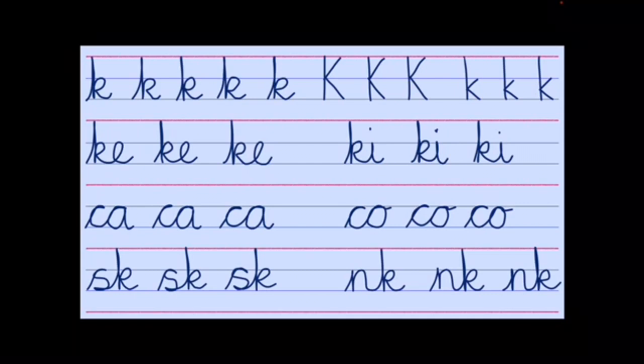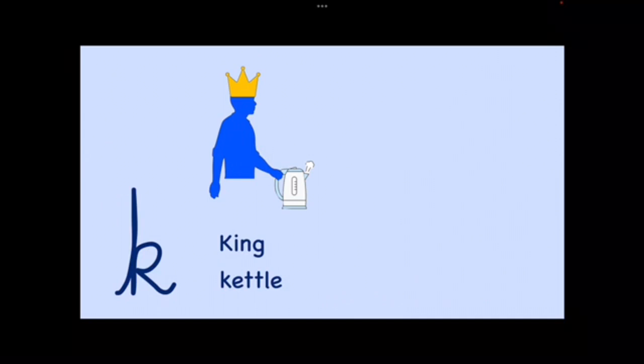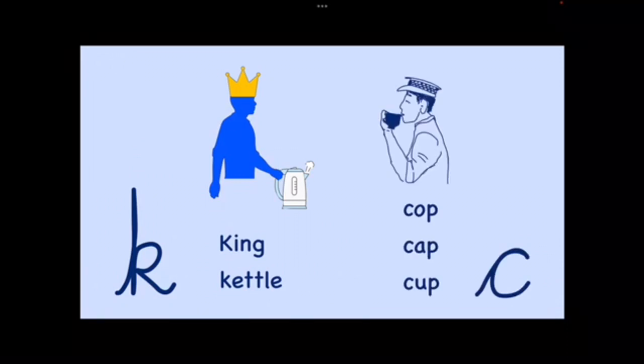But we may need a reminder. And here we have the king with the kettle. The king put the kettle on and made the cop in a cap a cup of tea. This will be our picture prompt. Thank you for joining me.